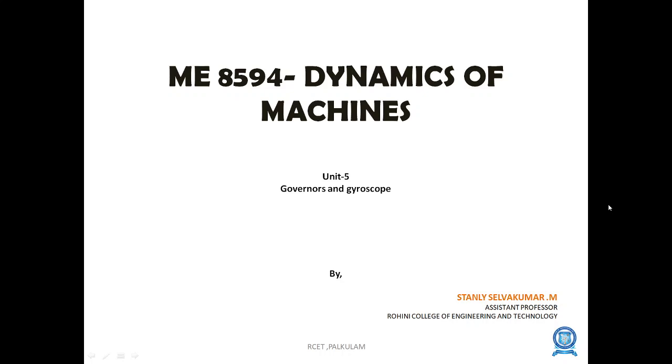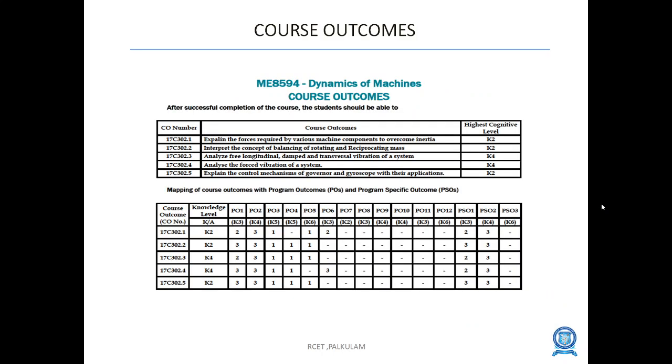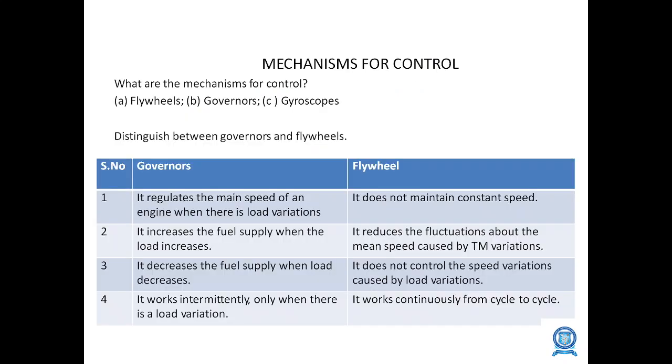Hello students, today we are going to see about governors and gyroscope. So unit 5, the course outcome is to explain the control mechanisms of governor and gyroscope with the applications. The knowledge level is K2. We are going to study about the governor and the gyroscope. So these two are the speed controlling devices which we are going to use in mechanisms and machines.